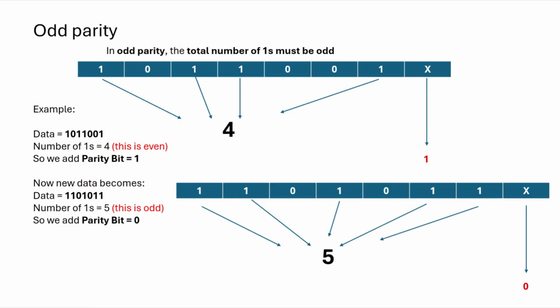Let us start with odd parity. The rule for odd parity is very simple. I want you to say it with me. Total number of ones must be odd. Good. Now let us see how this works with a real example.